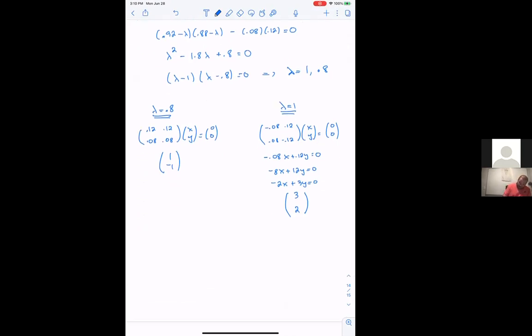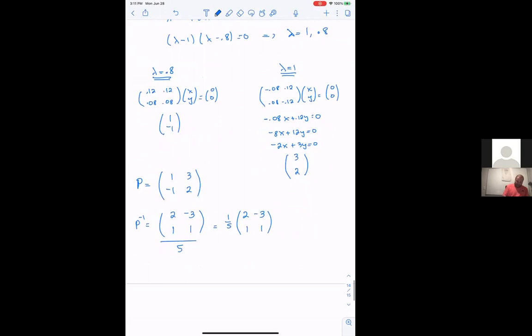Therefore, my P matrix is going to be 1, negative 1, 3, 2. My P inverse matrix, I flip those, I negate those, and I divide by 2 minus negative 3, which is 5. So keeping the 1/5 out, I get that. And my D matrix is 0.8, 0, 0, 1.